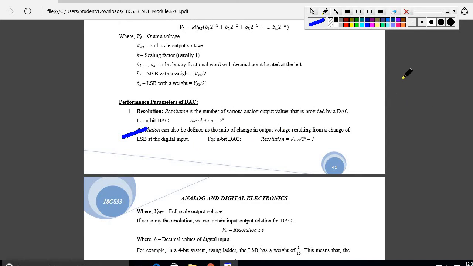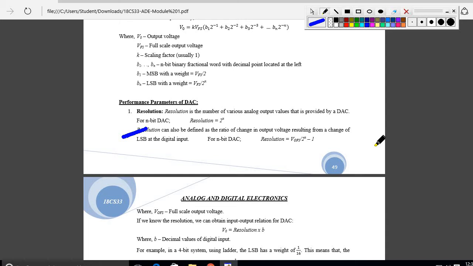Whatever change occurs at the output voltage, that is the ratio of that to the change of the LSB at the digital input. The digital input has an MSB and an LSB. So if there is any change in that LSB, it should be the ratio of the output voltage change to the change in the LSB of the digital input.